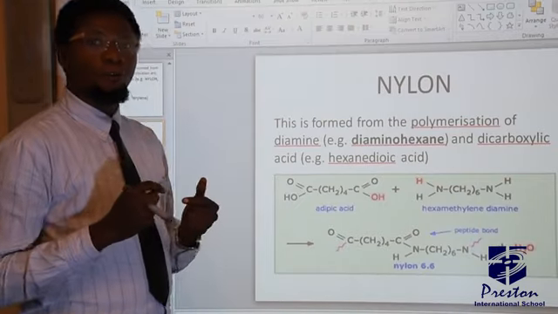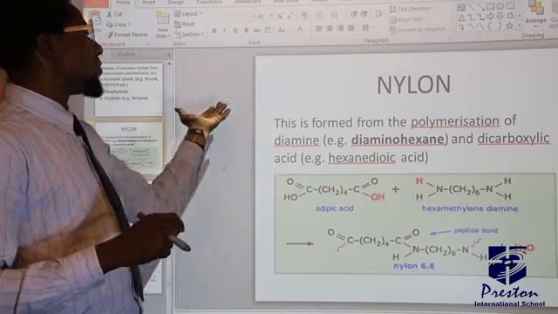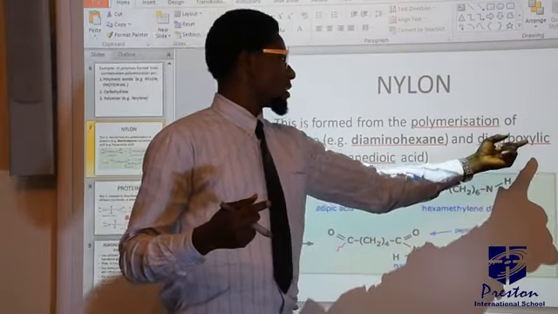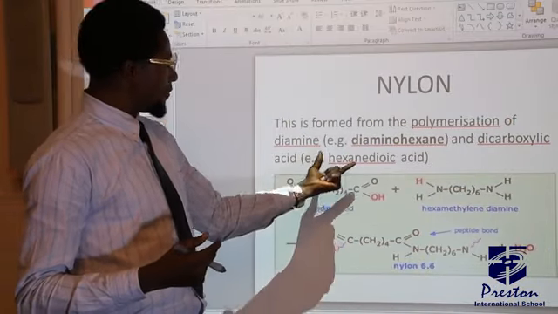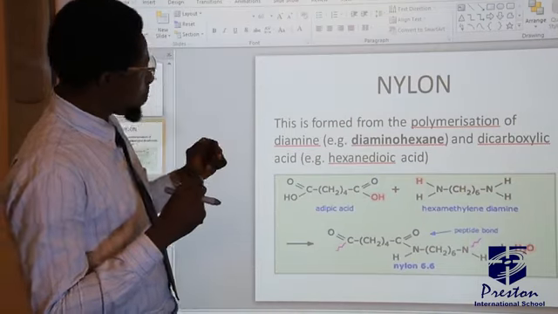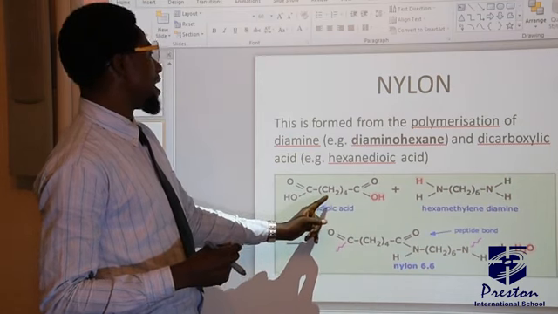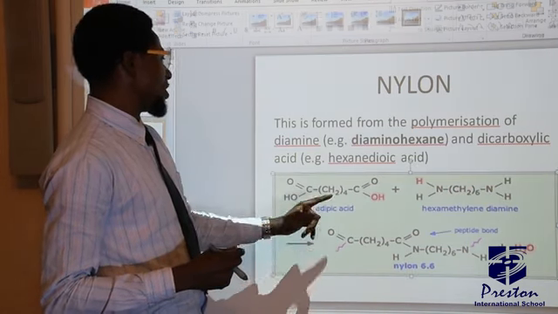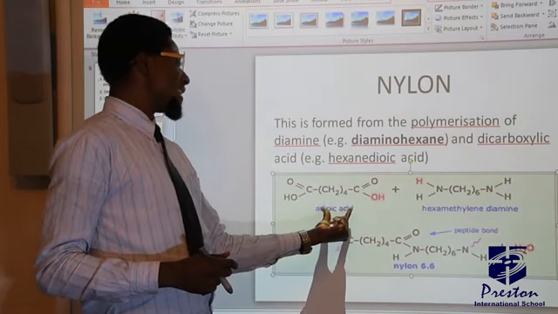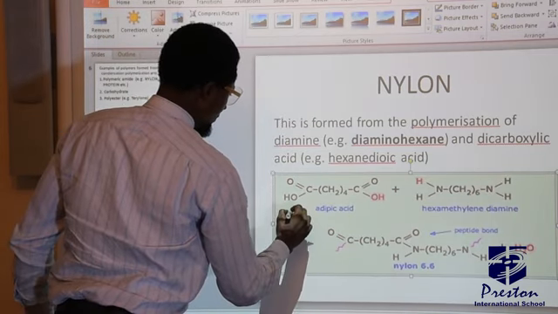Nylon is formed from the polymerization of diamine. Example of this diamine is diaminohexane, and we also have it combining with dicarboxylic acid. Example of our dicarboxylic acid is azane dioic acid. Now, let's see how it is formed. This one represents the dicarboxylic acid. You can call it, this is what you call adipic acid, or you call it azane dioic acid.